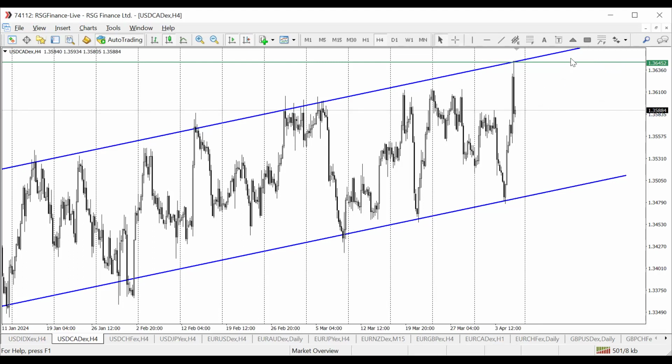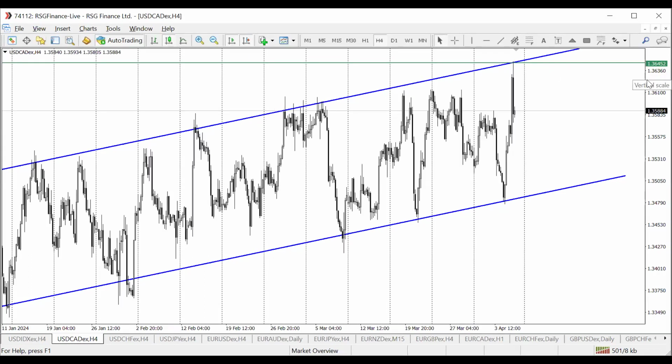Okay, so this is based on your discretion. I'm expecting price to rally further to take out the last high at 1.3645 level.